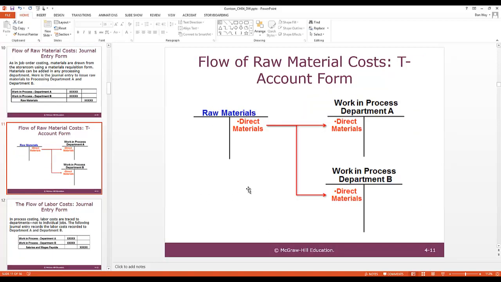If we look at our T accounts, we can visualize what we just did in our journal entries. Again, we were reducing the balance in the raw materials inventory account and increasing the balance in the work in process accounts for both Department A and Department B to signify that costs associated with those materials were being moved from raw materials to those individual departments.